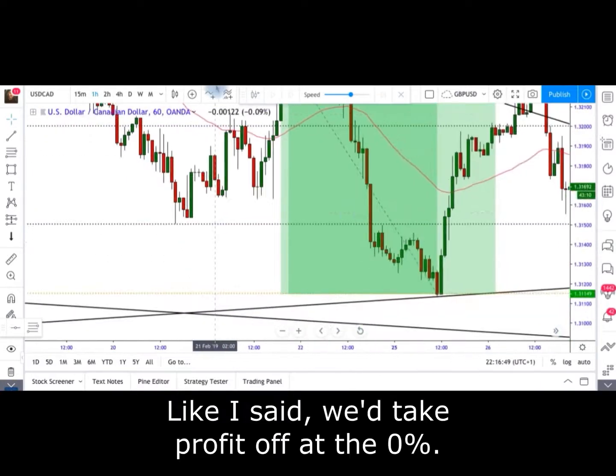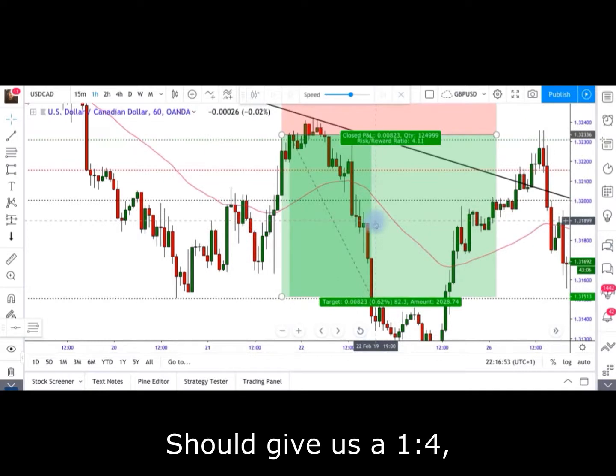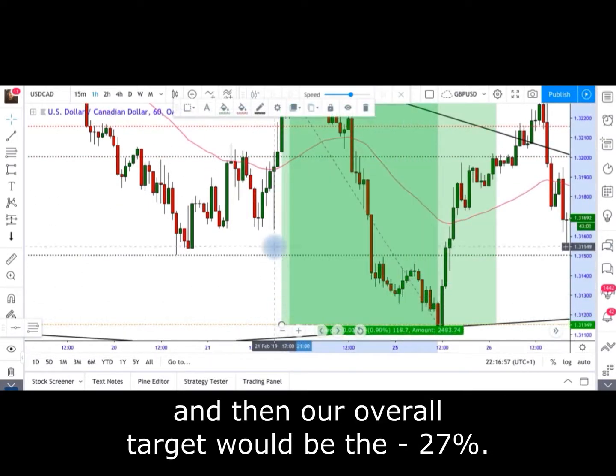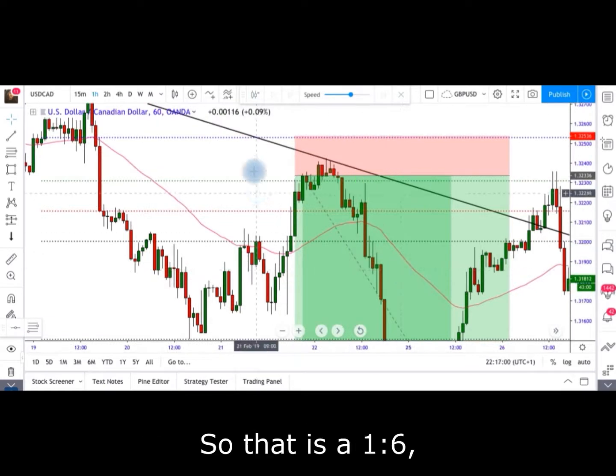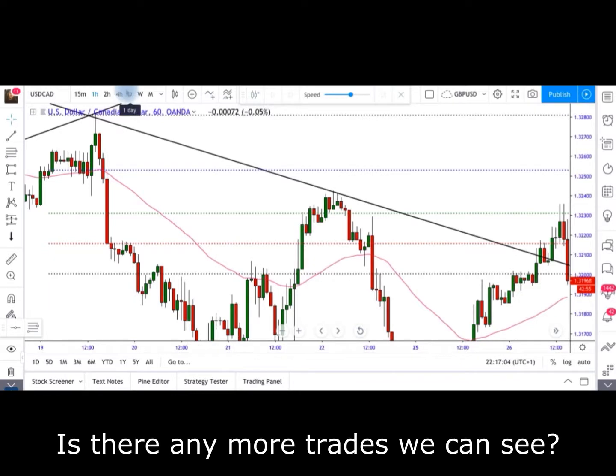Like I said, we'd take profit off at the 0%. Should give us a 1 to 4, and then our overall target would be the -27%. So that is a 1 to 6. So that's another trade we could see within this. Is there any more trades we can see?